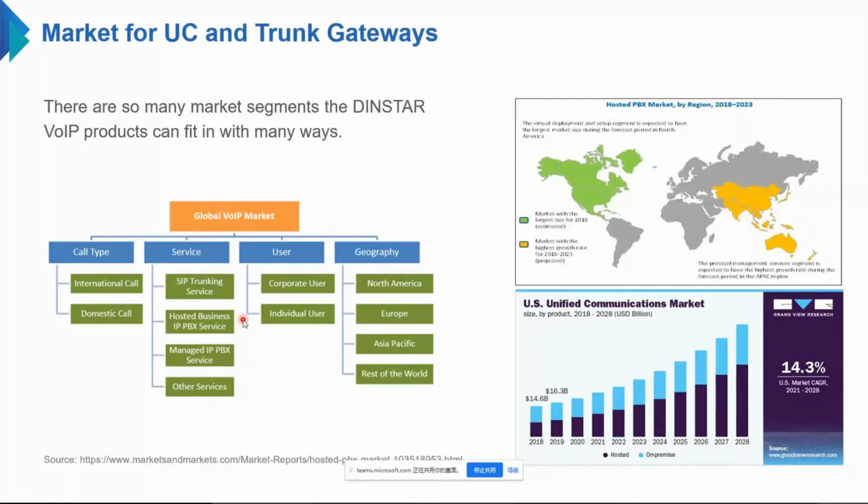Of course, some categories also relate to the users. We have different users here: corporate users, which is like enterprise. Some companies buy the PBX or UC to build up a phone system, and some individual users maybe buy the analog gateway or wireless gateway to make a connection by trunk or other service.